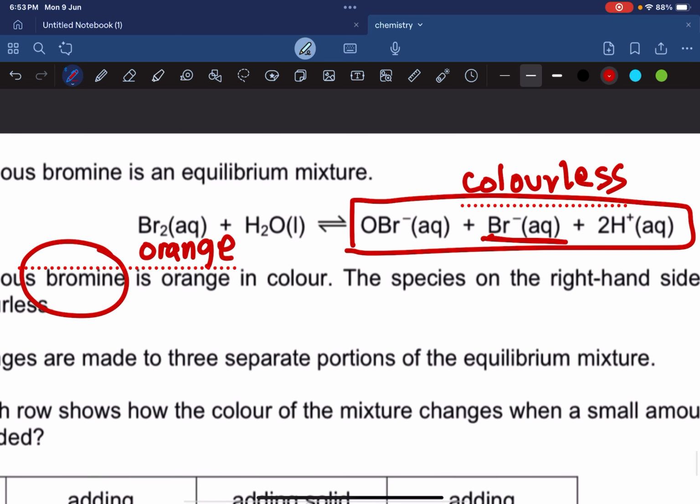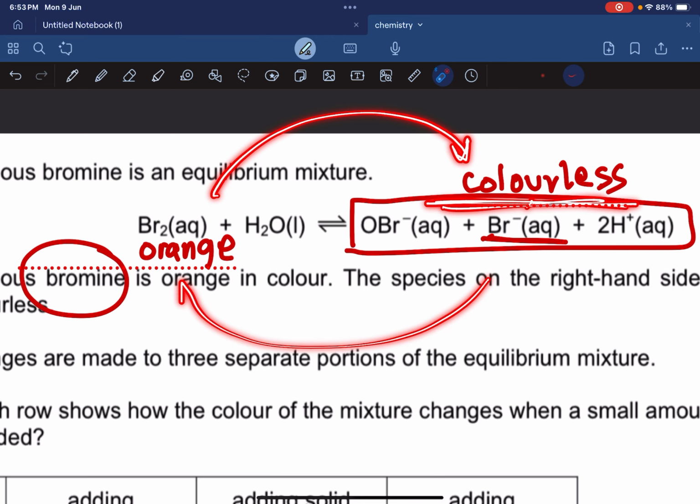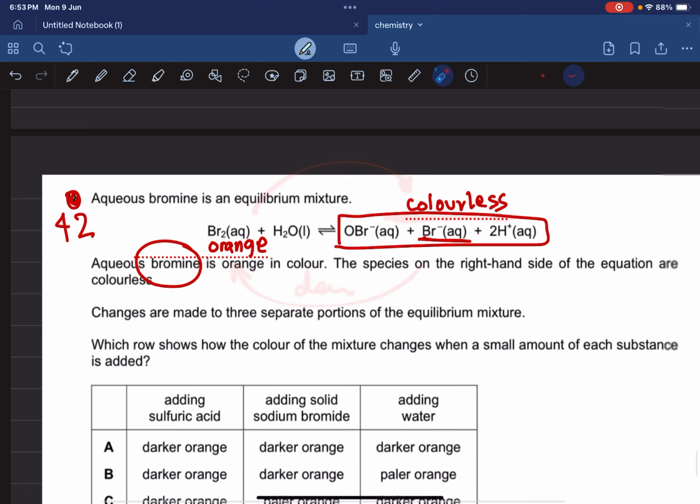So now I know if my equilibrium moves towards the right, it's going to become lighter orange, okay? Towards colorless, it's going to become pale orange. If it moves towards the left, it's going to become dark orange, okay?